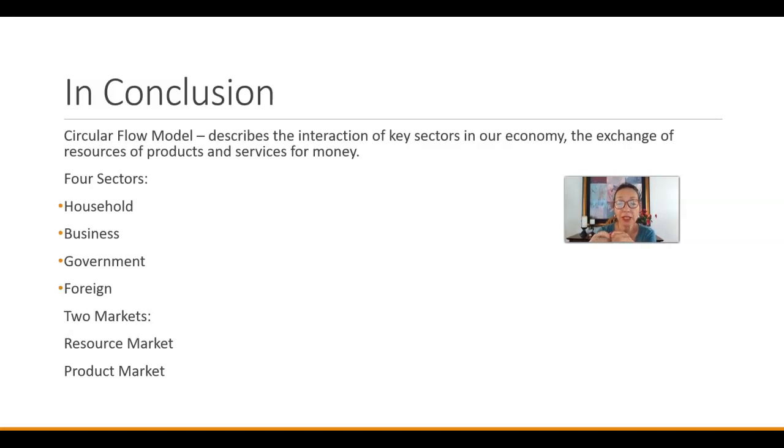It describes the interaction of the key sectors in our economy and the exchange of resources, of products and services for money. We have 4 sectors: the household sector, the business sector, the government sector, and the foreign sector. We also have 2 markets. We have the resource market and the product market. And later on, we will be adding into this the financial services market. So keep these things in mind.